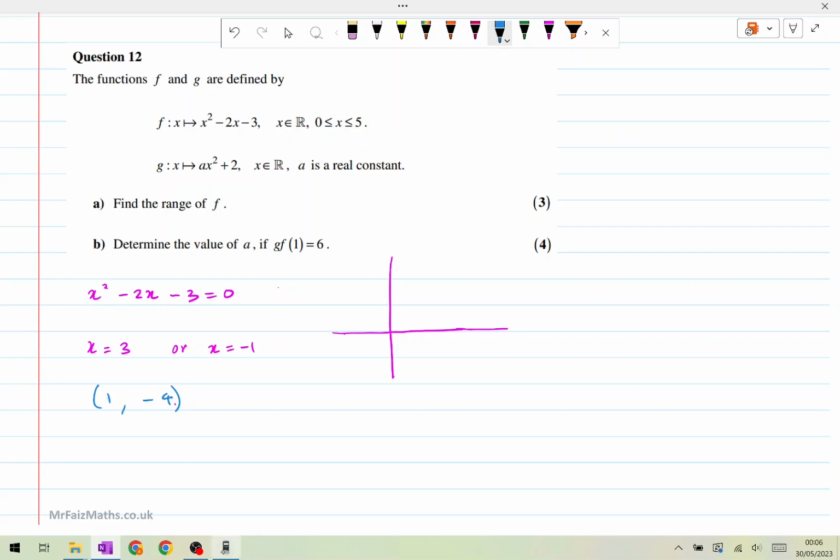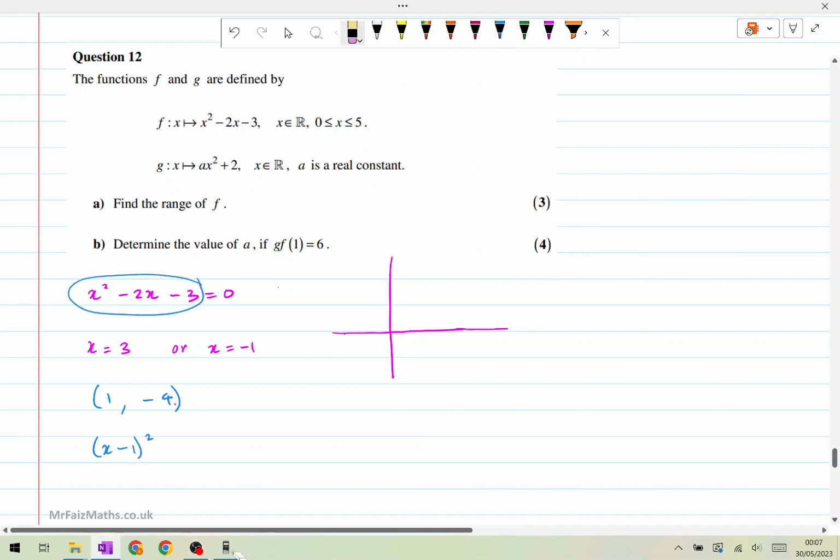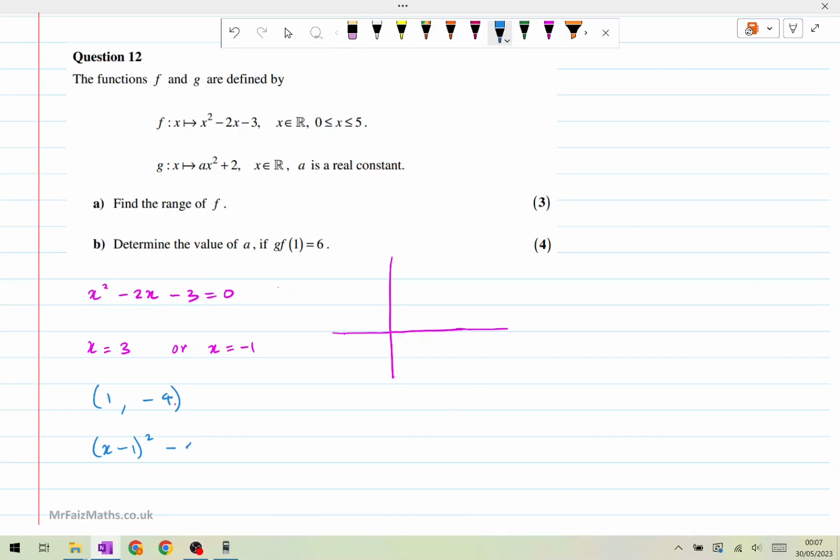Now, to get this without using that calculator function, you'd have to complete the square. So if you completed the square on this function here, what you would have is x minus 1 squared minus 4. And that would also tell you that the vertex is at 1, minus 4. So if we make a sketch of this, there should be a curve that is, let's say, something like this, where the coordinate of the vertex is at this point here at 1, minus 4, and it crosses the x-axis at 3 and at minus 1.